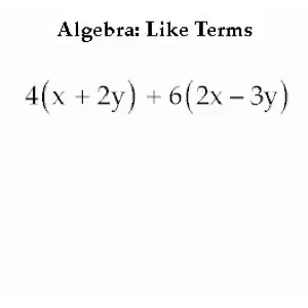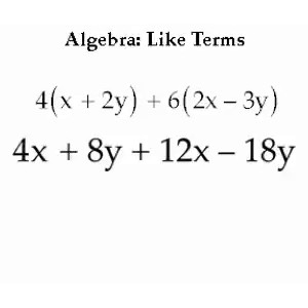Next, let's look at parentheses and how those come into play with like terms. So we're going to go back to the distributive property. 4 times the quantity x plus 2y plus 6 times the quantity 2x minus 3y. So we take the 4, multiply it through the parentheses, so we're going to get 4x plus 8y. Take the 6 and multiply it through the parentheses. 6 times 2x is 12x. 6 times a negative 3y is negative 18y. So we have 4x plus 8y plus 12x minus 18y.